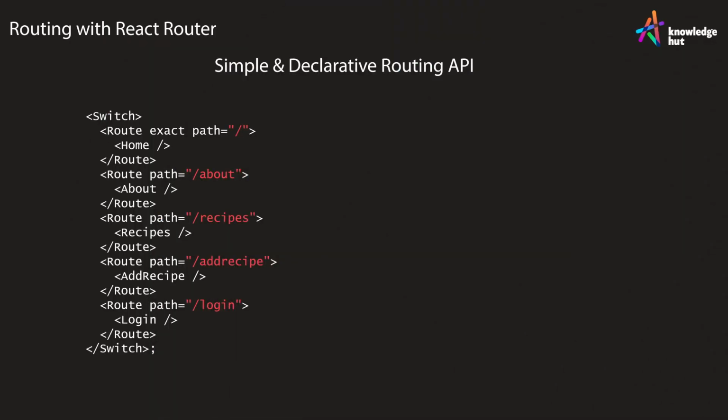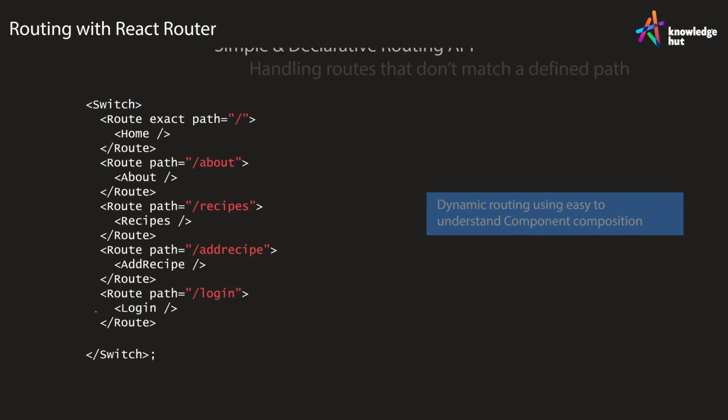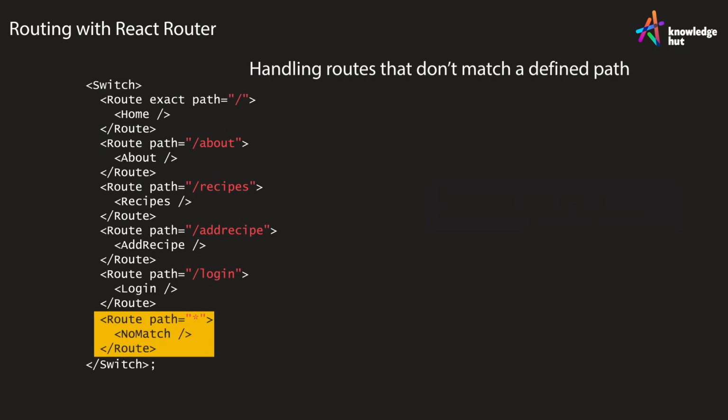As you saw in this example, we got our router up and running using a simple and declarative API. We used standard component composition here instead of writing a separate configuration. This is known as dynamic routing. While this matches routes to their components, what about route paths that are not matched? To handle 404s or when a specific route cannot be handled, you can add another Route component with the path set to an asterisk, as you can see here.